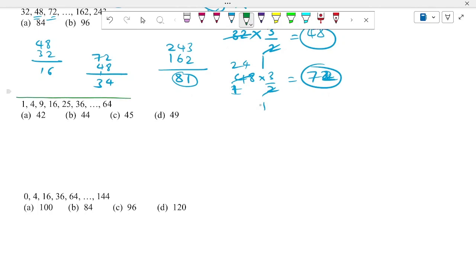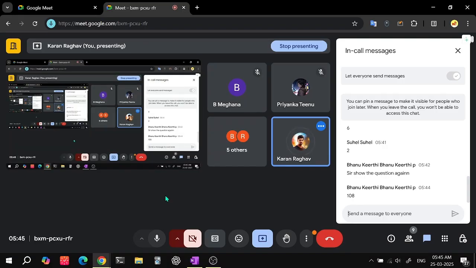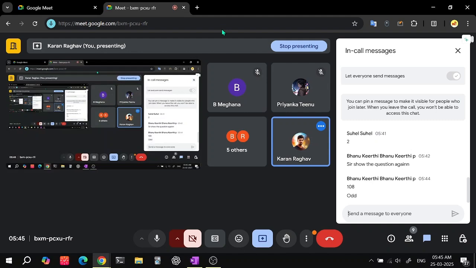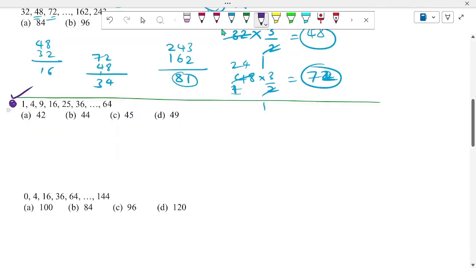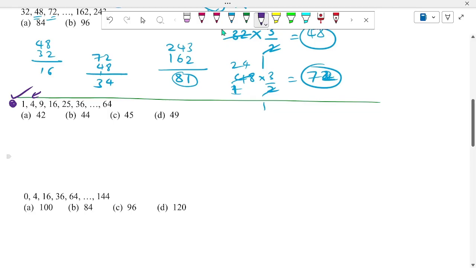It is going to be simple. Can you identify what is the series? You just see the question. This one. I'm speaking about this question. Odd numbers. Are they odd numbers? No. You see, we have got 4. Square numbers. Yes, they are square numbers.